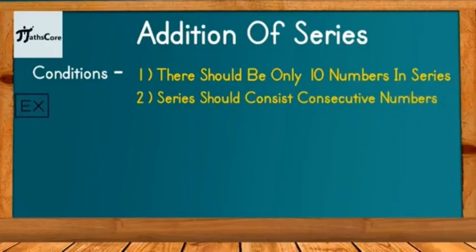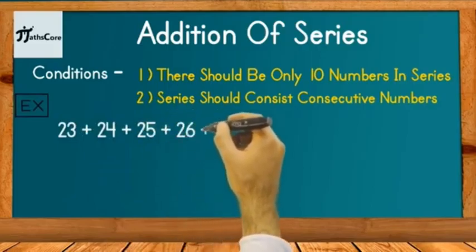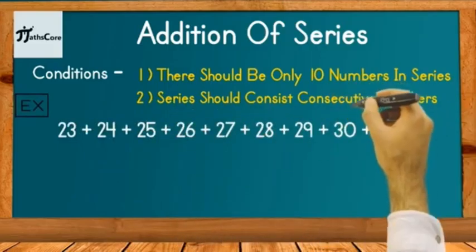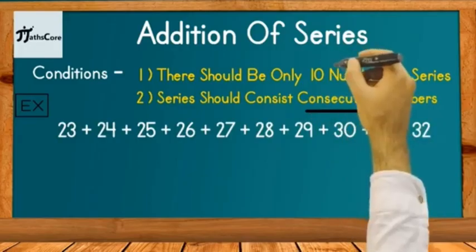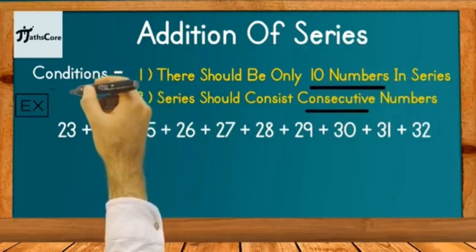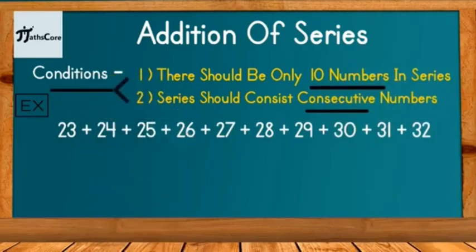Example is here: 23 plus 24 plus 25 plus 26 plus up to 32. So you can see that in this series all numbers are consecutive numbers and exactly 10 numbers are given there, from 23 to 32. So this series satisfies both conditions, so we can proceed further.